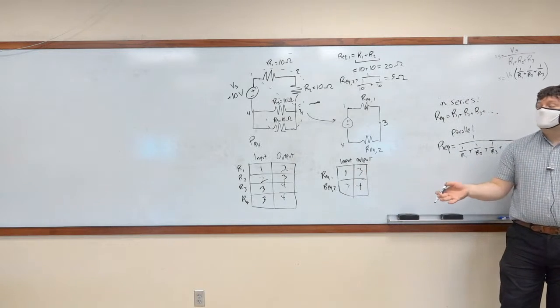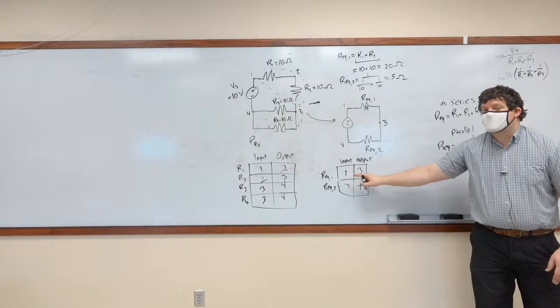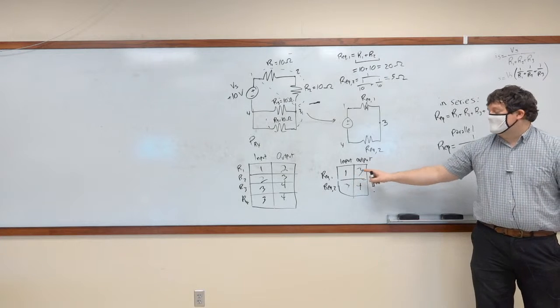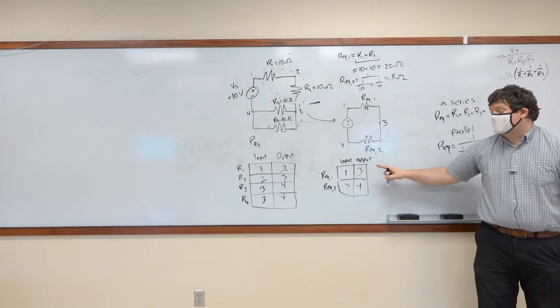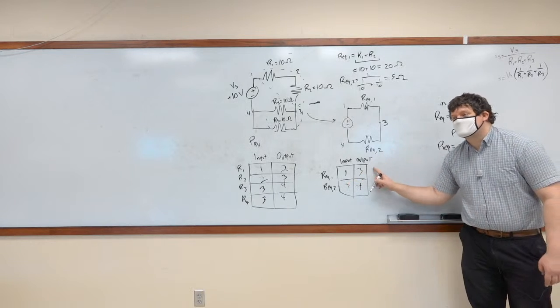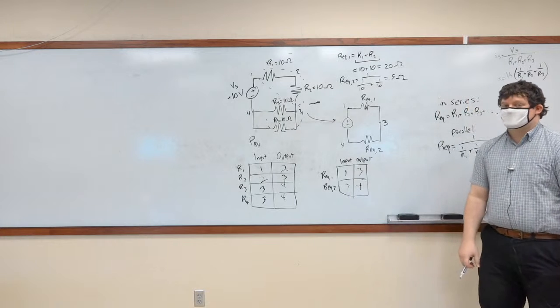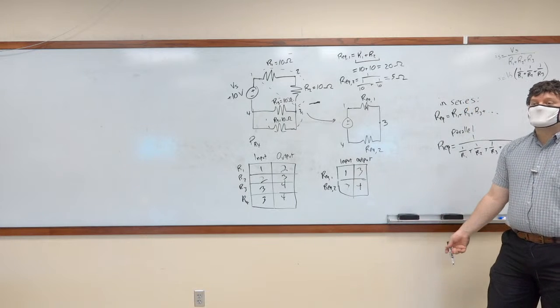They're not in parallel because if they were in parallel, they would both be starting and ending at the same number. This starts at a number, ends at a number. This starts at the number this ends at. And there are no other components that start at 3 because we made an equivalent circuit.